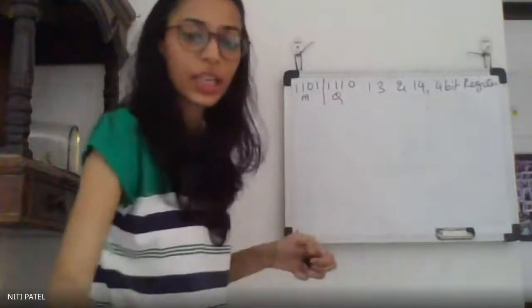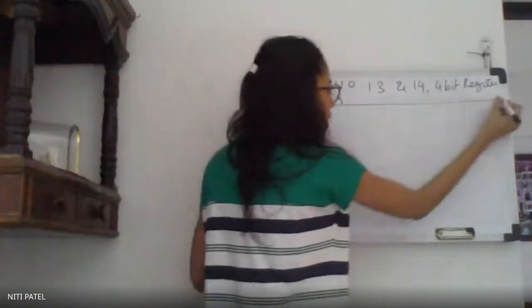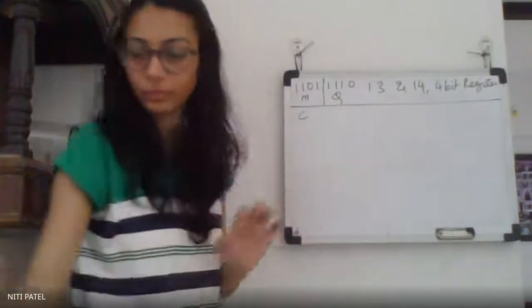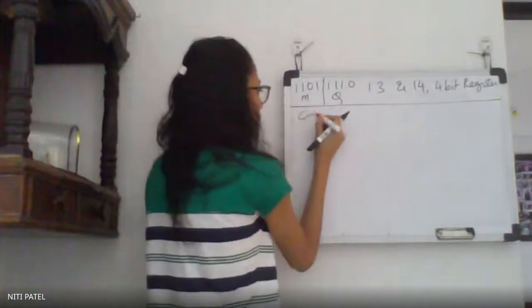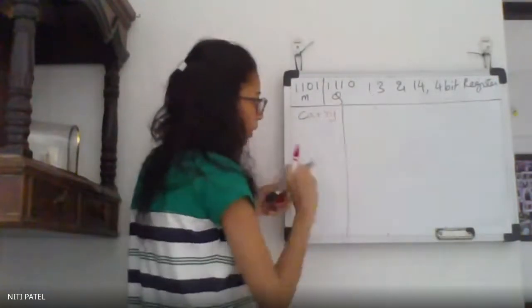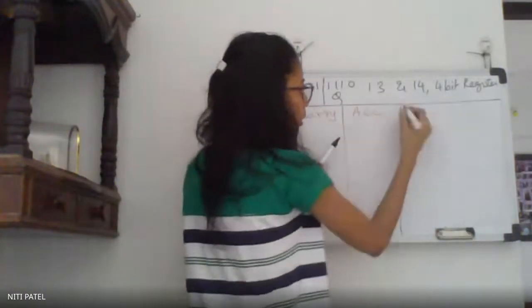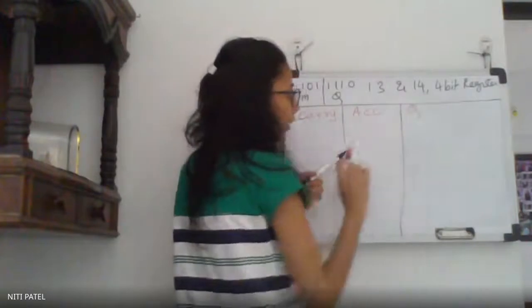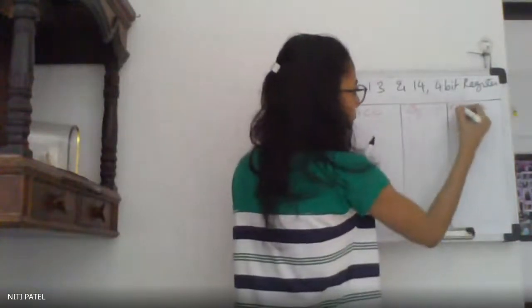Now when you solve this algorithm, you have to make different columns. The first column is for the carry. Second is for the accumulator. Third is for your multiplier. And the last, you write it as operation.